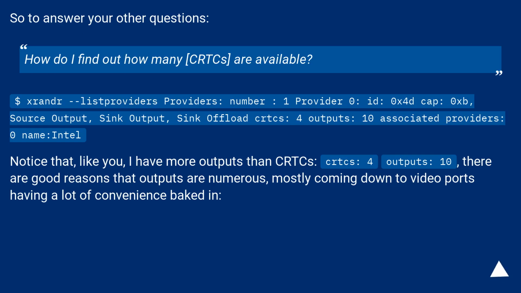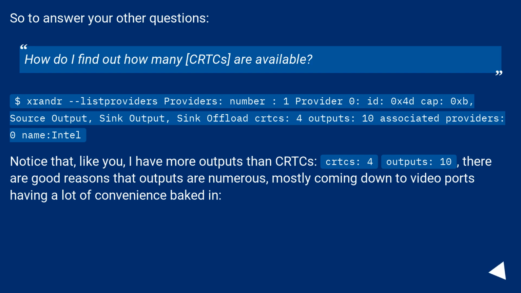So to answer your other questions, how do I find out how many CRTCs are available? $ xrandr --listproviders Providers: number : 1 Provider 0: id: 0x46 cap: 0x9, Source Output, Sink Output, Offload crtcs: 4 outputs: 10 associated providers: 0 name: Intel. Notice that, like you, I have more outputs than CRTCs: 4 outputs: 10.